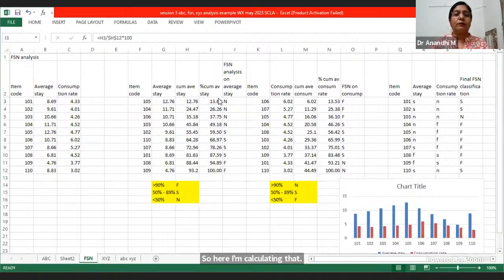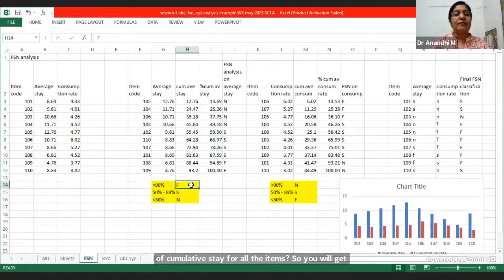Take the cumulative average stay of item 105, that is H3, divided by the total cumulative stay, that is H12, multiplied by 100, because we wanted to find out the percentage of that item towards the overall items. So 13.69 percentage. You calculate for all the items accordingly. Likewise, for every item, what is the percentage stay towards the total cumulative stay for all the items. So you will get this.